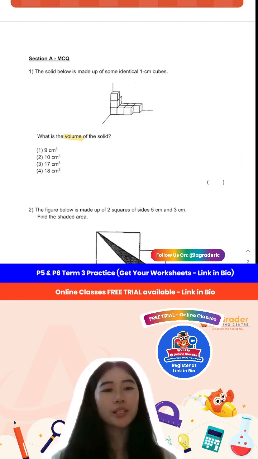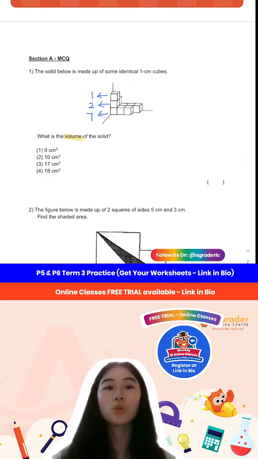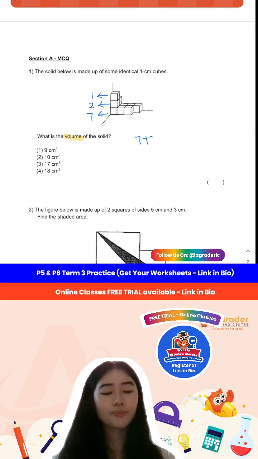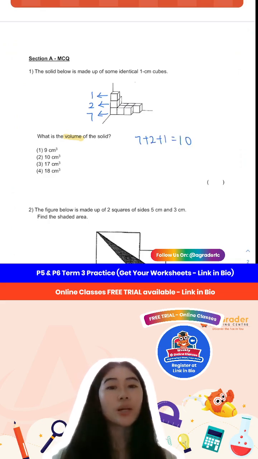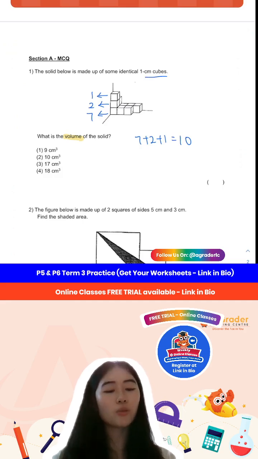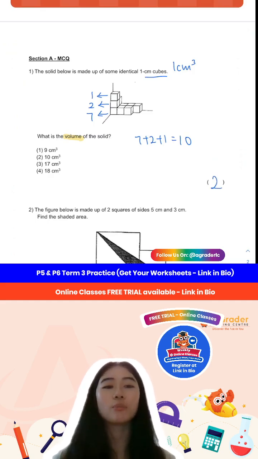All right, so let's go through this. So I'm going to count this layer by layer. So starting with the top layer, there is only one cube. And then your middle layer, there should be two cubes. And finally, the bottom layer, there should be 7 cubes. Okay, so like what Wong said, you can take 7 plus 2 plus 1 to get the total number of cubes, which is 10. Okay, so each of this cube has a volume of 1 cm cube. So therefore, if there are 10 of them, it's going to be 10 cm cube. So that will be option 2, which all of you got correct.